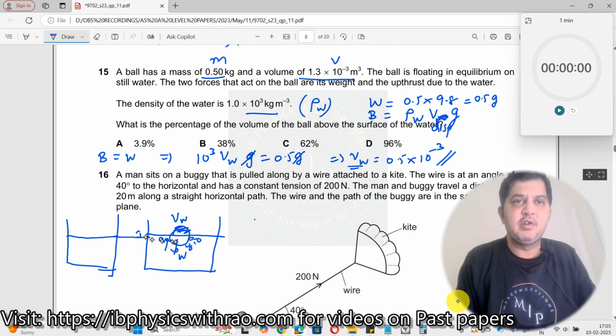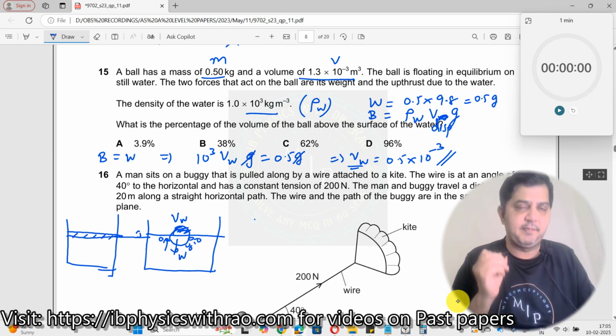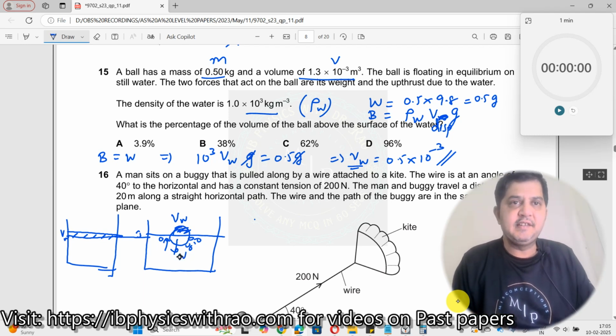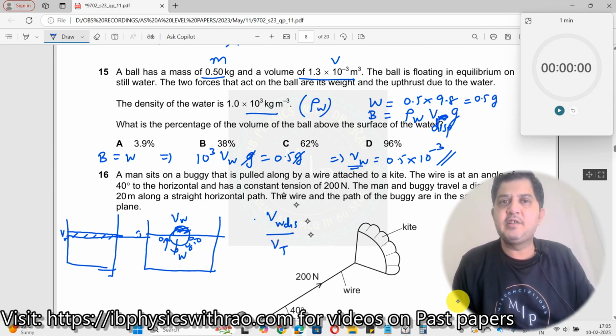What is this equal to? The volume of the ball which is contained, so this is what is displaced over here. This is your V_w, the volume of the water which is getting displaced. Now we want to find what fraction of this is equal to the total volume. So we find V water displaced divided by the total volume.